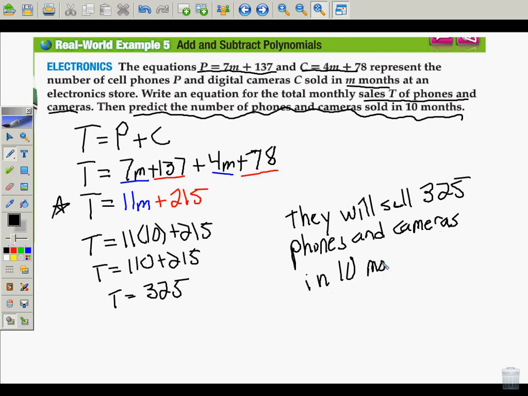So the equations here were a little bit easier than the ones we had been dealing with, but this word problem does work at combining like terms and then substituting in for a value.